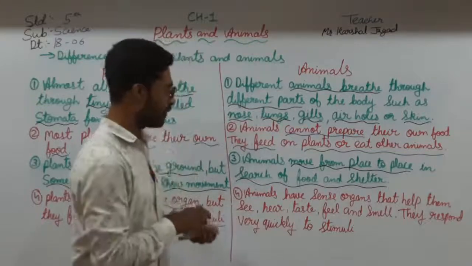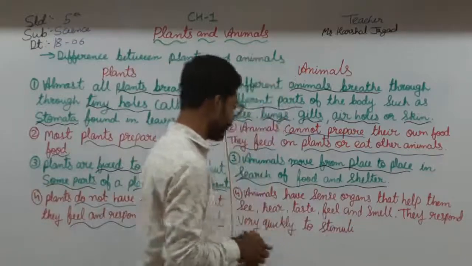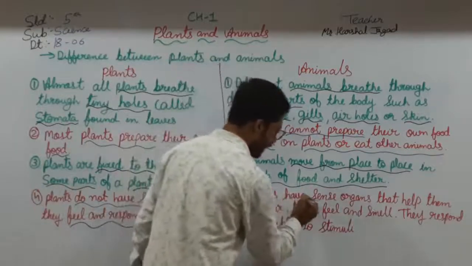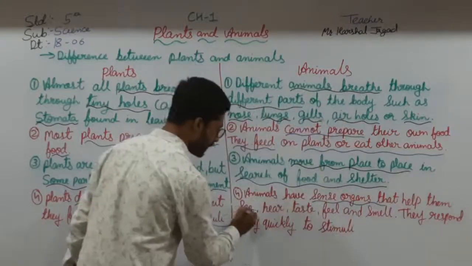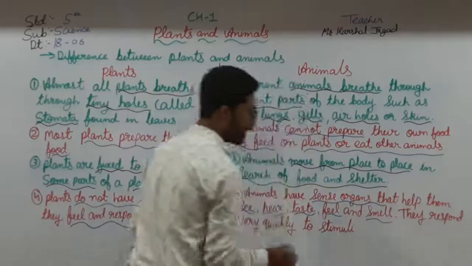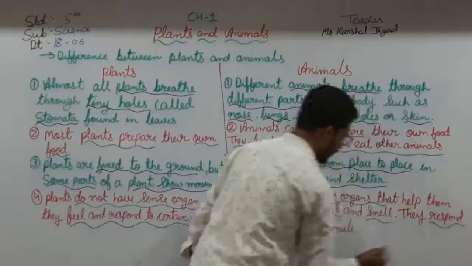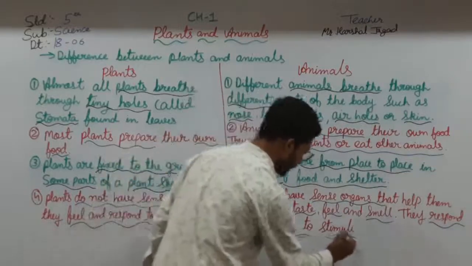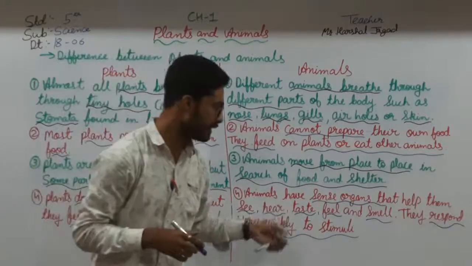Then after, talking about the animals, animals have sense organs that help them to see, hear, taste, feel, smell, and they respond. They respond very quickly to a stimuli. Okay, they respond very quickly to the stimuli.